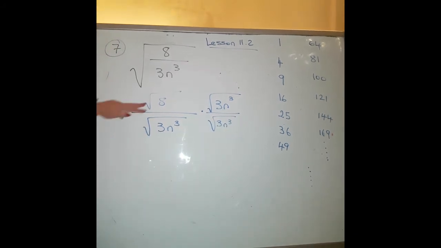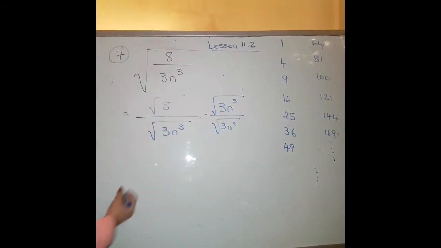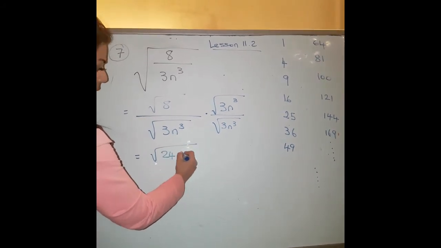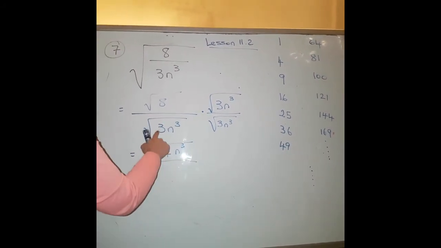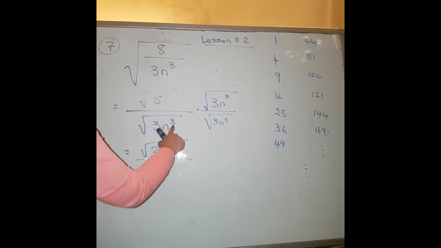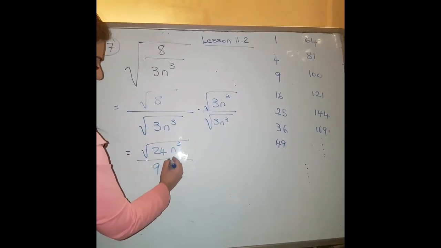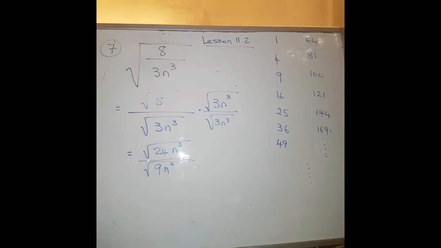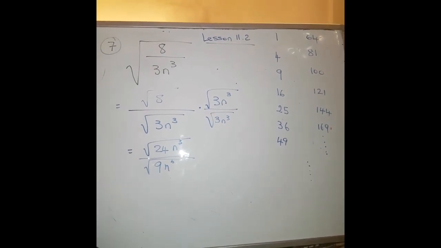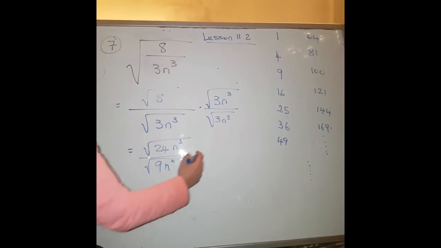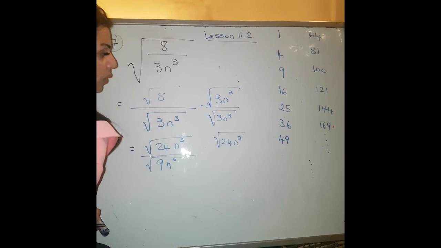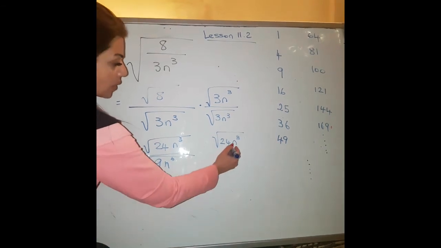I start multiplying. This is a radical and this is a radical, so it's actually radical 24n to the third over 3 times 3 is 9, n3 and n3 is n to the sixth, again a radical. Now what am I going to do? I'm going to work on my numerator on its own and my denominator on its own. Radical 24n to the third. Always remember, work with pairs.